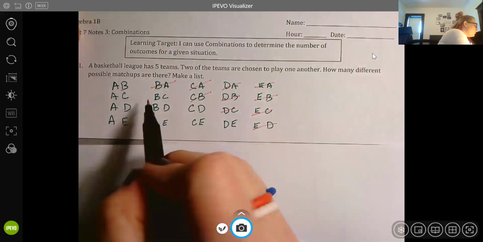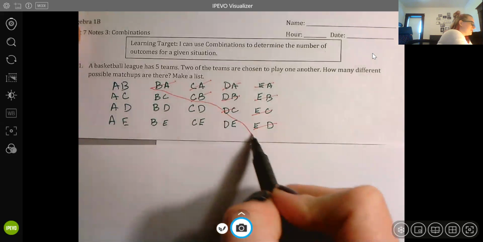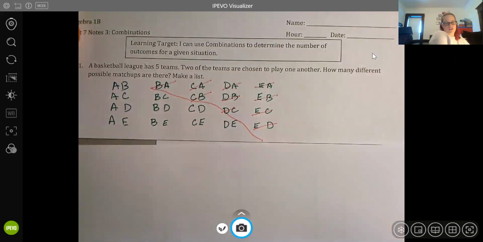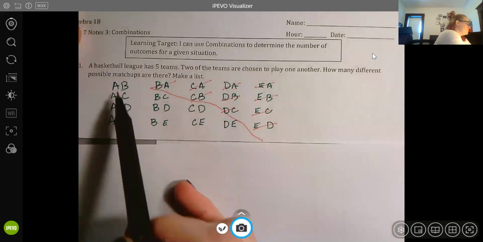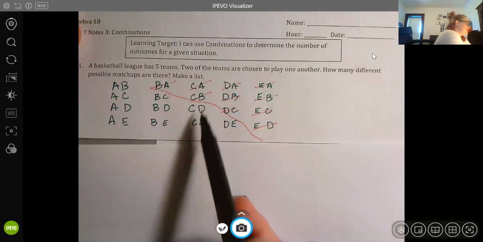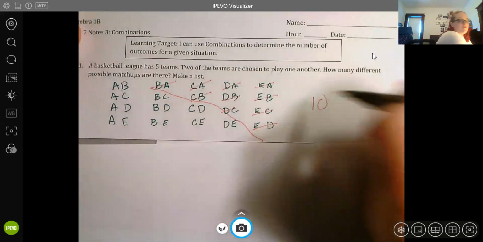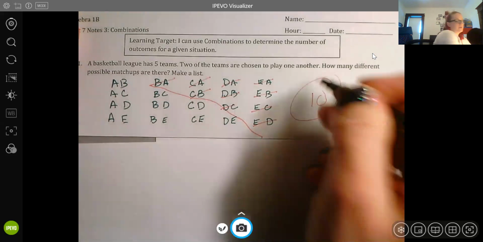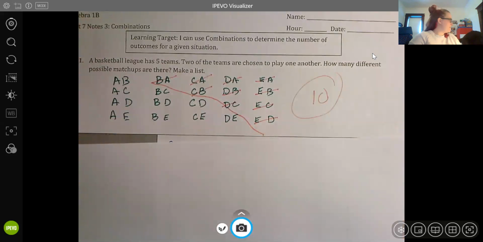All right, so you'll notice we cut down by quite a bit. So let's count up how many possible there are. 1, 2, 3, 4, 5, 6, 7, 8, 9, 10. 10 possible matchups of basketball teams.